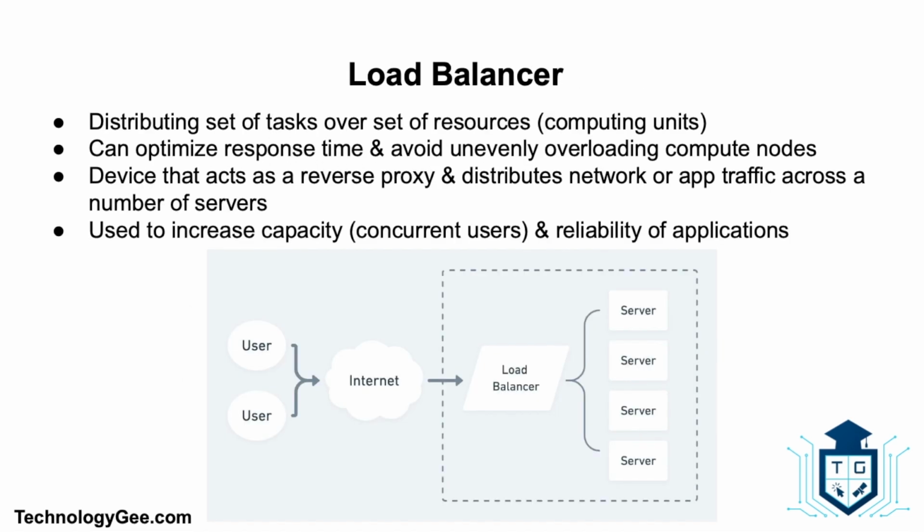Next, we have a load balancer. In computing, load balancing refers to the process of distributing a set of tasks over a set of resources or computing units with the aim of making their overall processing more efficient. Load balancing can optimize the response time and avoid unevenly overloading some compute nodes while other compute nodes are left idle. A load balancer is a device that acts as a reverse proxy and distributes network or application traffic across a number of servers. Load balancers are used to increase capacity or concurrent users and reliability of applications.